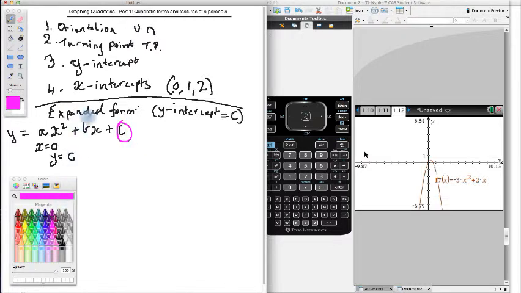Expanded form is also helpful for this first point, the orientation. Because the orientation is actually the sign of a. If a is positive, it's a smiley face. So if a is positive, we've got smiley face, and if a is negative, it's inverted, or it's been reflected in the x-axis, so it's a frown face. Okay, so that's the first form. Second form, we will call turning point form. Turning point form.